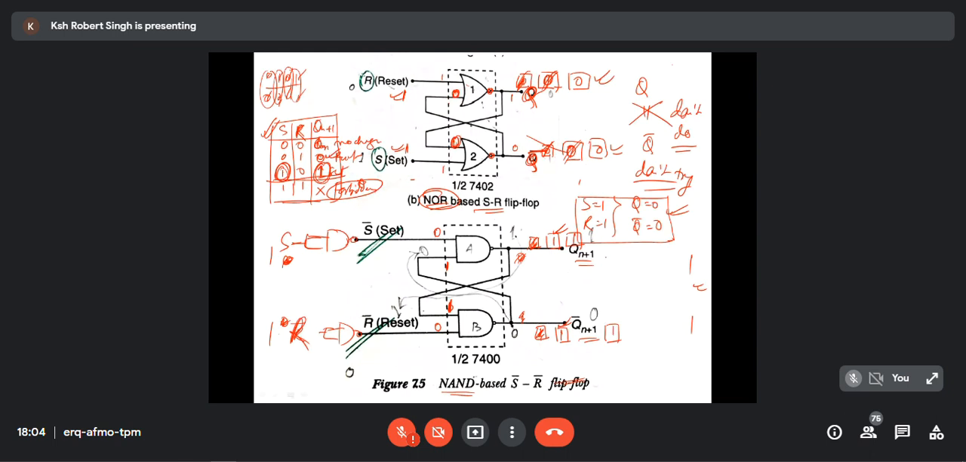That means your output will be, when S is 1 and R is 1, if it is a NAND based SR flip-flop, Q is equal to Q bar and is equal to 1. Q bar will be the same, equal to 0, if it is a NOR based SR flip-flop or SR latch. Is it okay?